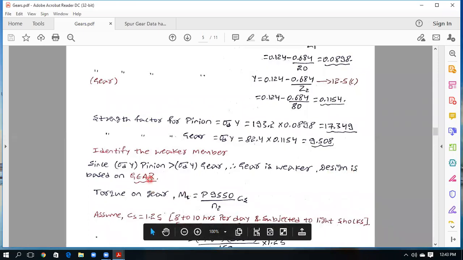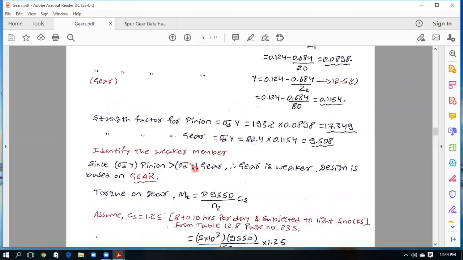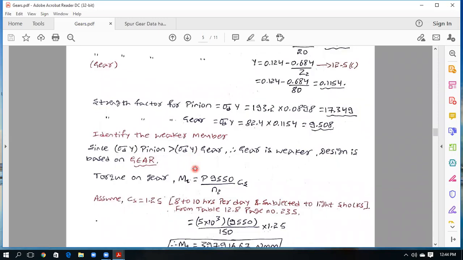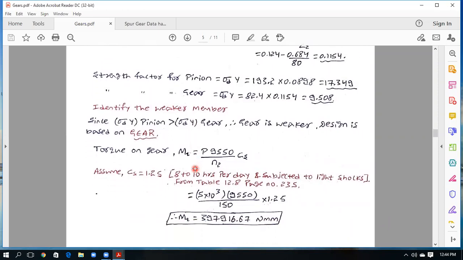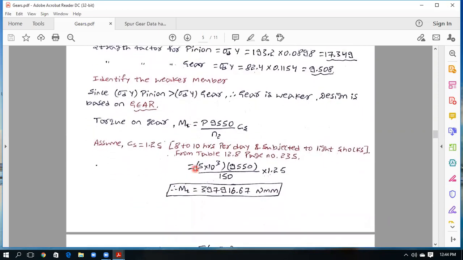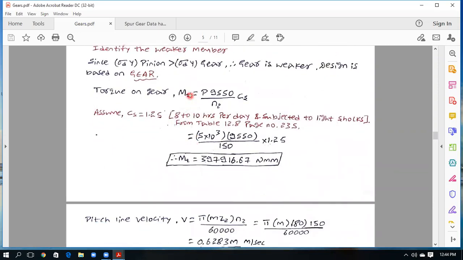In some cases, if you get the pinion weaker, then the further design has to be done for the pinion. In the next problem, I will show a case where the pinion is weaker so that you get a clear idea. After that, the next step was to calculate the torque of the gear. You have to use this formula: Mt is equal to P times 9550 by n2 into Cs. Here I have taken n2 because I am designing for the weaker member, and the gear is the weaker member.